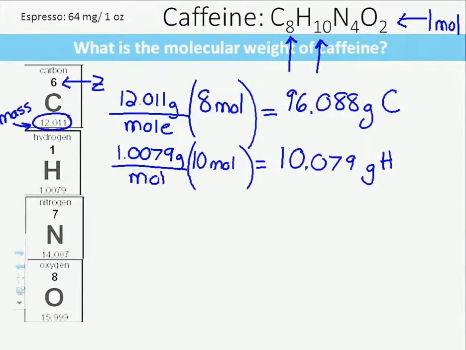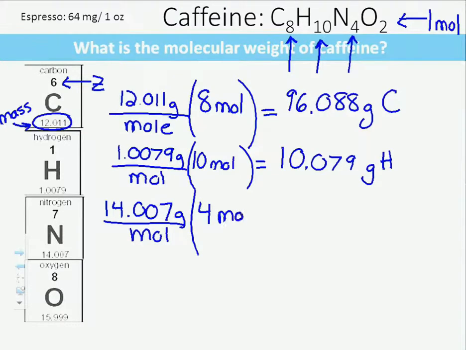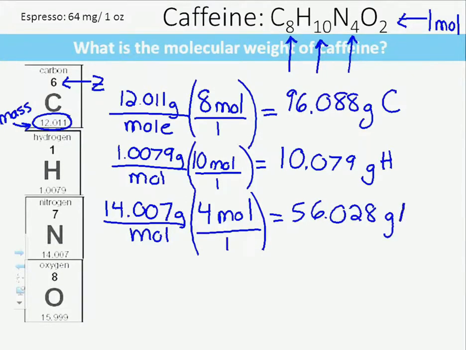Next we do nitrogen. 14.007 grams per every mole of nitrogen, times there are 4 of them in every molecule or in every mole. So we've got times 4. And if you want to put all these over 1, that's perfectly acceptable, or you can just leave them and know that they're on top. So 4 times 14.007 gives us 56.028 grams coming from nitrogen.